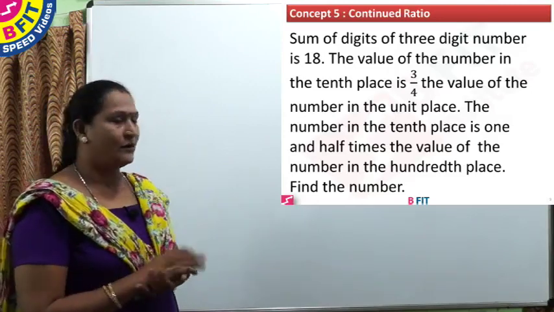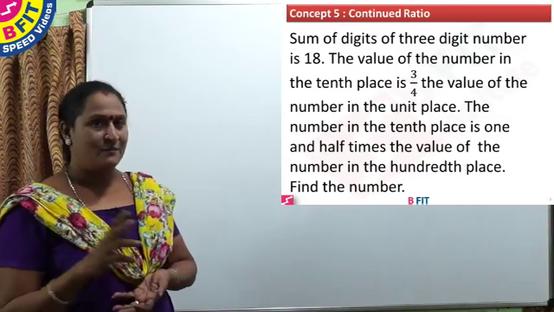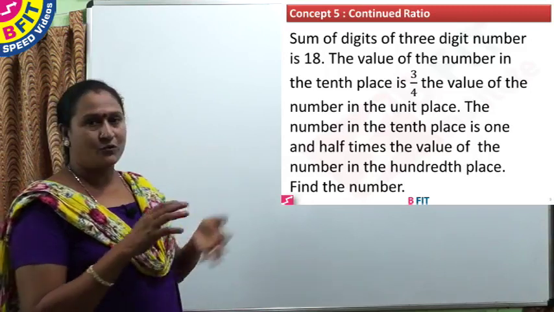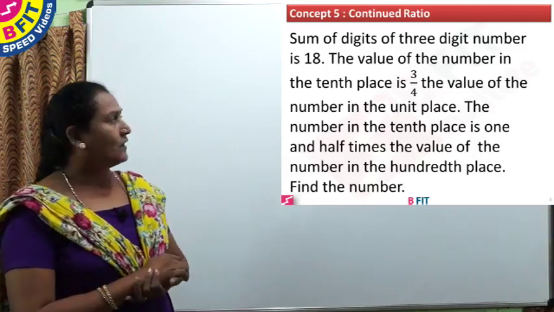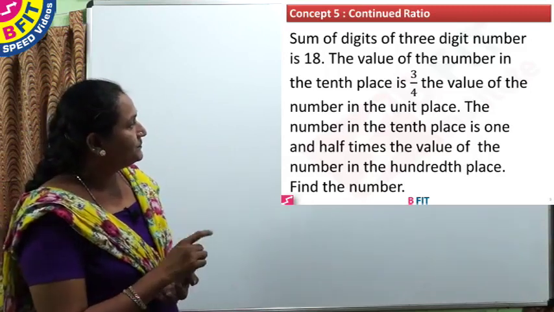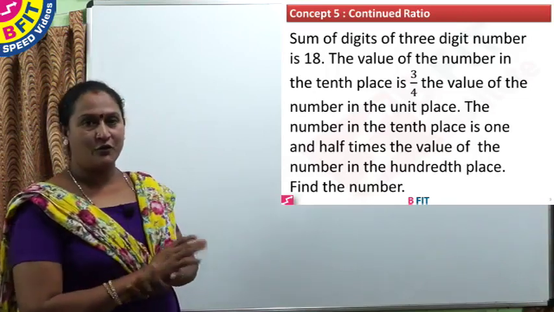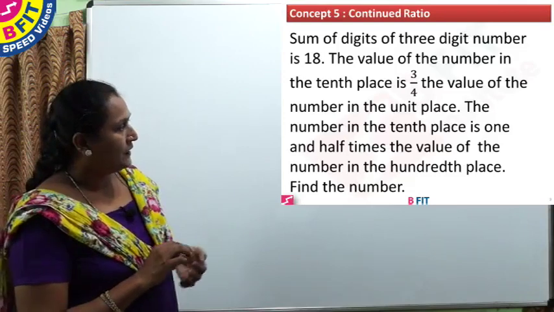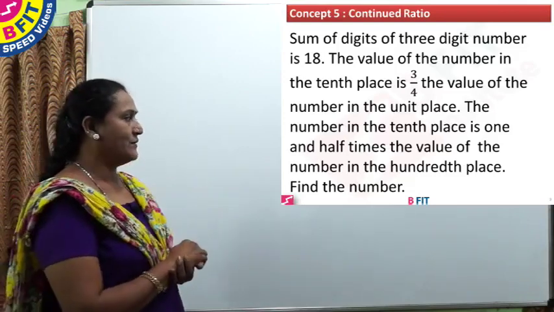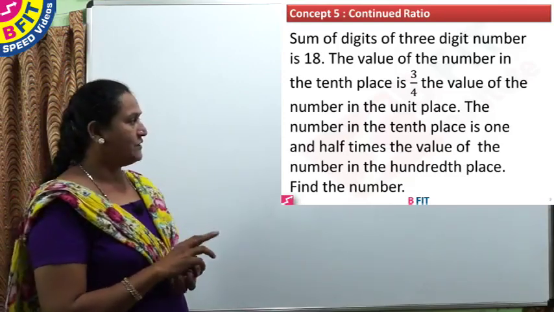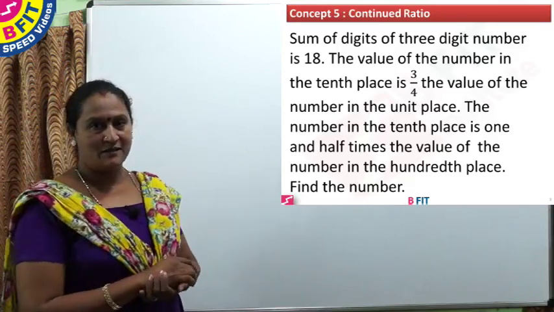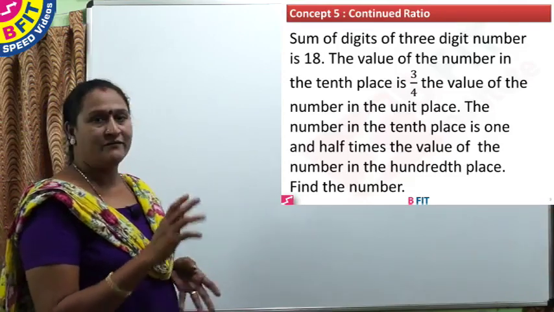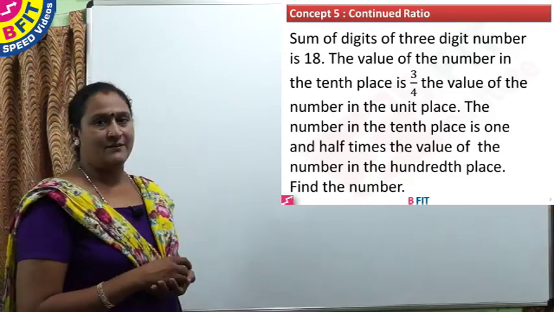As I told already, ratio working is very simple. So get the ratios for these two parts, then you can combine and work out. The tens place is 3/4 of the unit place, so get the ratio for tens and units place. And the tens place is 1.5 times the hundreds place, so get the ratio for tens and hundreds place. Then you can combine them and work out. So we'll see the working.